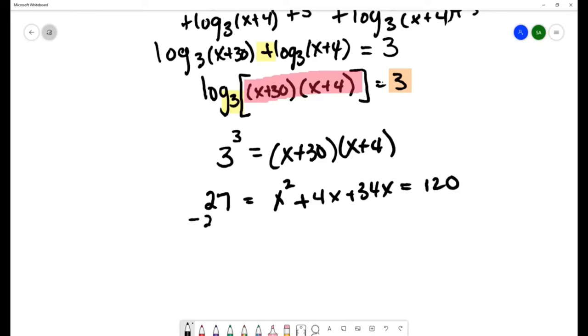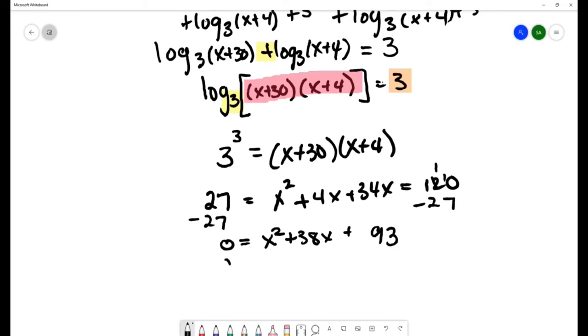We're going to subtract 27 on both sides, and that gives 0 equals x squared. We can combine those together to get 38x. And 120 minus 27, okay, I need to do some borrowing here. So let's borrow from the 2. 10 minus 7 is 3. 11 minus 2 is 9. So we've got a plus 93.